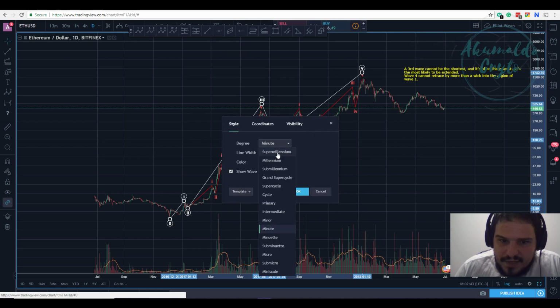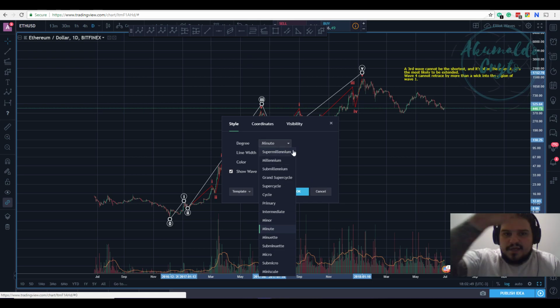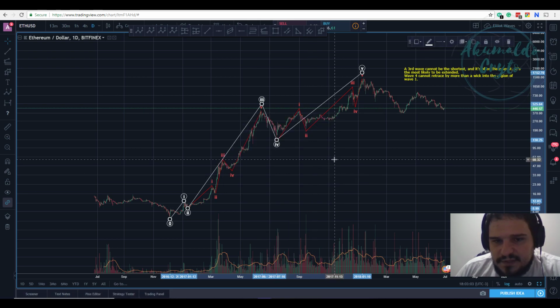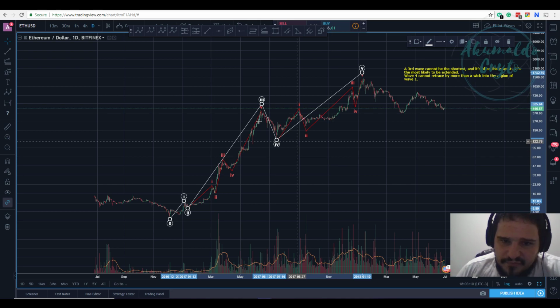Okay, you have the super millennium to minuscule. So super millennium would be the first wave that has ever happened, and then this first wave would have 5 submillennials within it, and then we would go all the way down until you find the minuscule, the waves that compose it. It's 5 waves within 5 waves within 5 waves, the fractal nature.